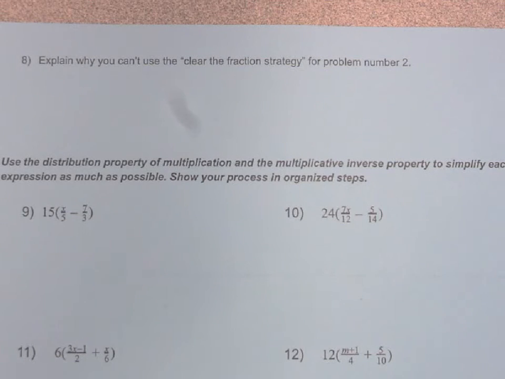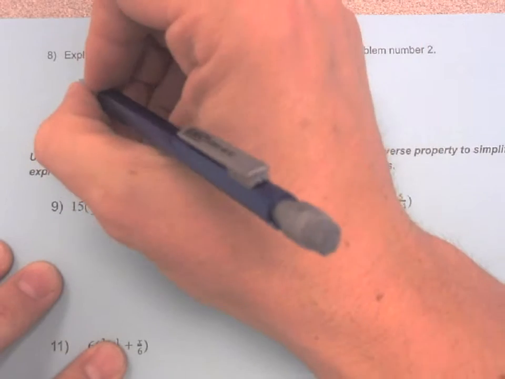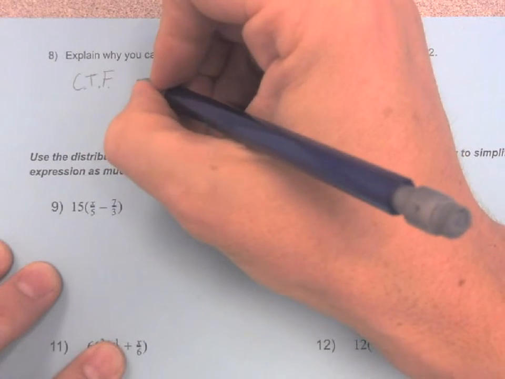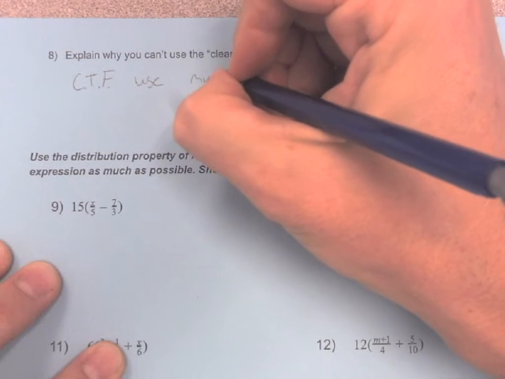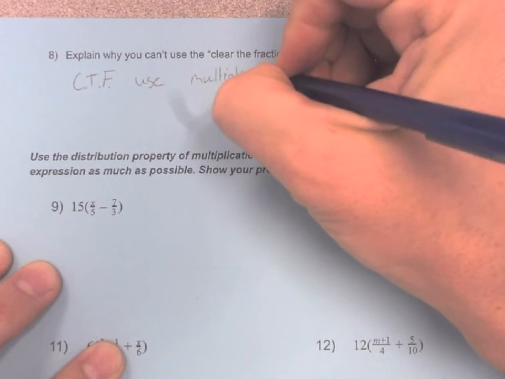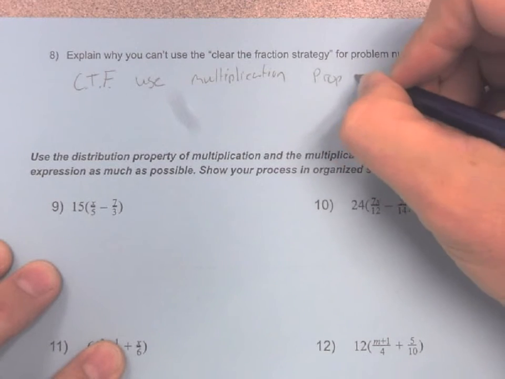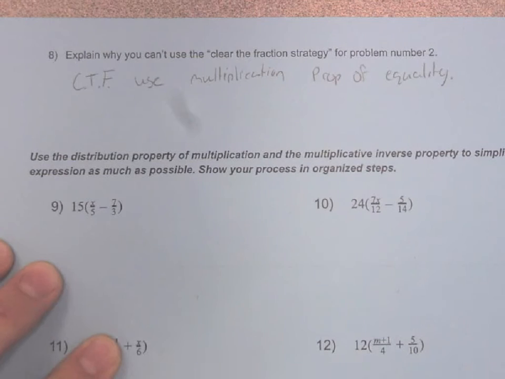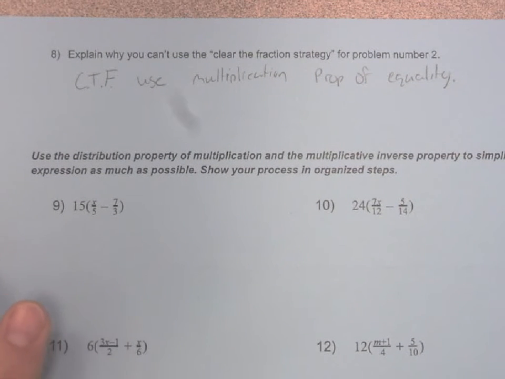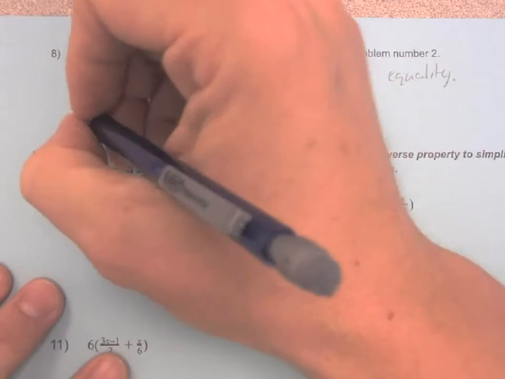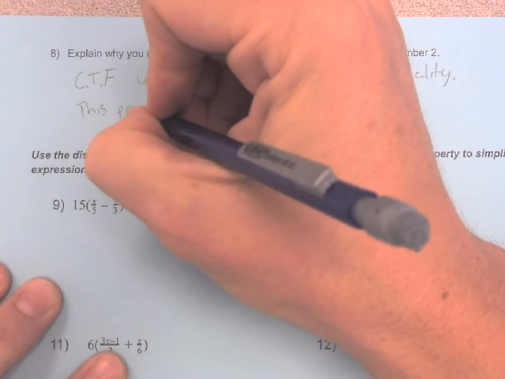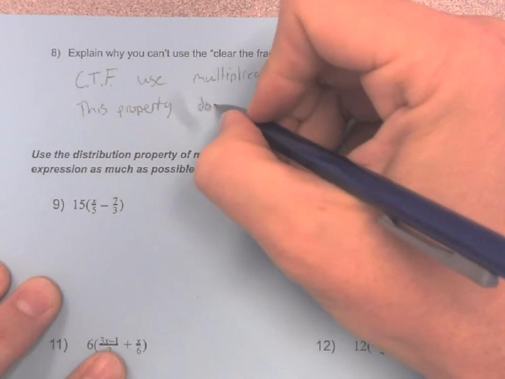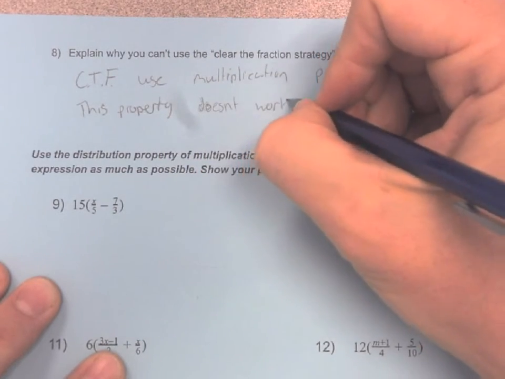Okay, so you should have this in your own words, but the idea here is that clear the fraction, I'm going to use CTF as an abbreviation, uses the multiplication property of equality. We can only apply that property of equality on equations, something with an equal sign in it. So this property doesn't work with expressions.